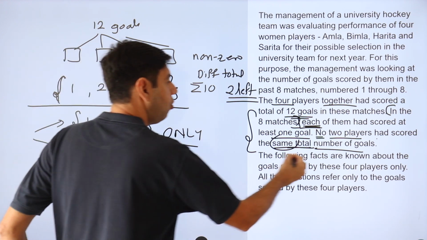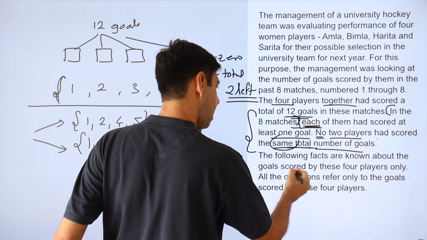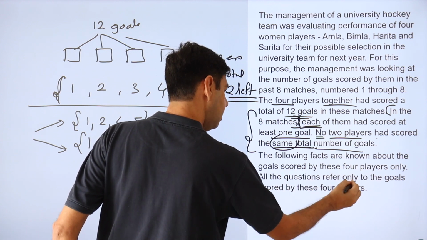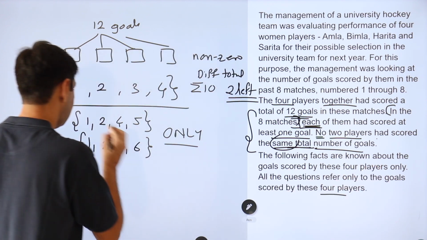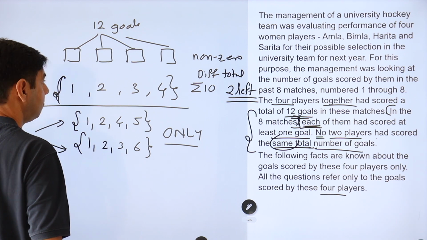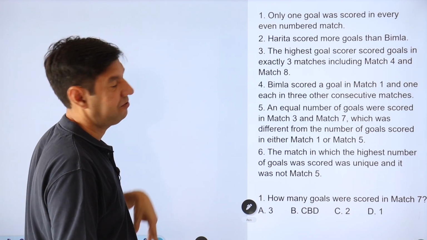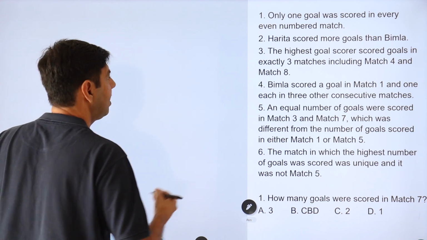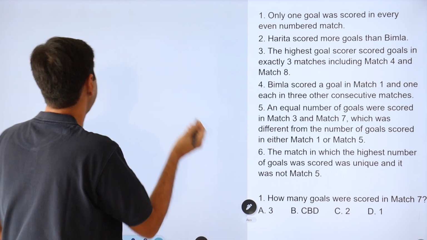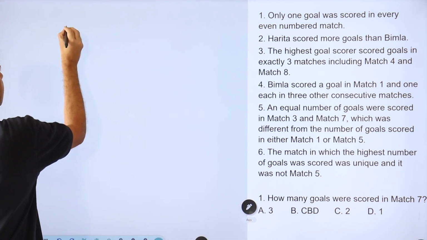Okay. The following facts are known about the players, goals scored. All the questions refer to only these 2 players. So remember 1, 2, 4, 5, 1, 2, 3, 6. Okay, so we have some clues, not many of them, as I said, hence not very difficult. The framework was very easy. I don't think we need any discussion there.